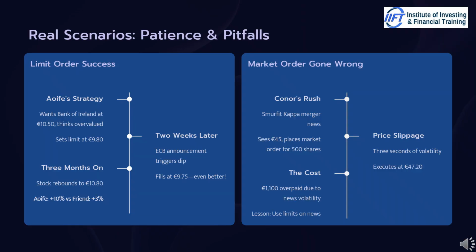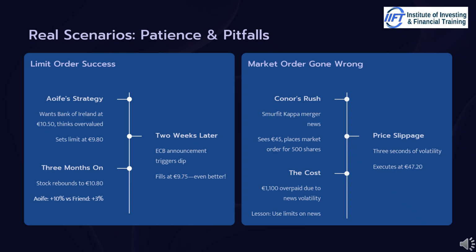In this scenario, it's about limit orders. So Aoife wants to buy Bank of Ireland, currently trading at €10.50. She thinks it's slightly overvalued and sets a limit buy order at €9.80. For 2 weeks, nothing happens, and then the ECB makes an unexpected announcement and bank prices across the board dip, and her order executes at €9.75, even better than her limit.